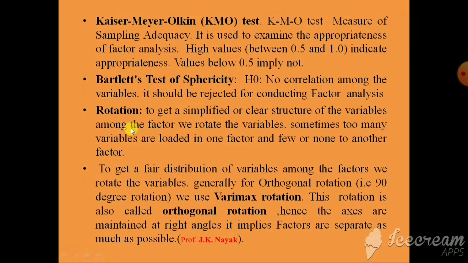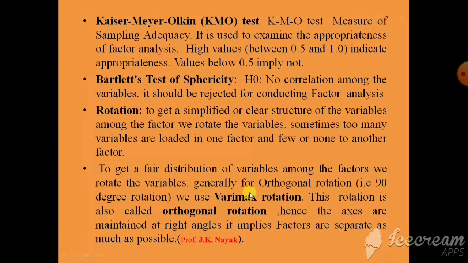That means this is known as rotation. It may be varimax rotation. It may be orthogonal rotation. So many rotations are there. Okay. So sometimes too many variables are loaded in one factor and few or none in another factor. Just to make a fair distribution of the variables among the factors, we rotate the variables.